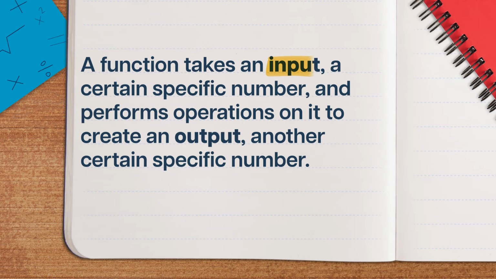A function takes an input, a certain specific number, and performs operations on it to create an output, another certain specific number. And when they're written out, functions can look a lot like equations, and that's because sometimes they sort of are. Like we could have a function that says my pay, P, equals $100 plus tips. That's an equation, because we've got two things that equal each other. But it's also a function because it can take an input, say the amount of tips I make, and use it to create an output, my total daily pay.